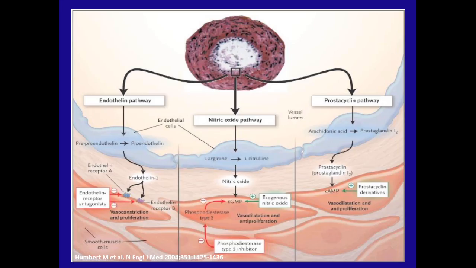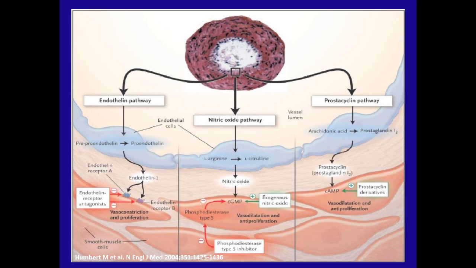So this is just a picture from a New England Journal of Medicine article in 2004. It seems like no pulmonary hypertension talk is complete unless you put this picture up, because it highlights the different pathways that we had talked about before. This is a schematic of a cross-section of a pulmonary artery, and the three main pathways that we know are affected are the endothelin pathway, the nitric oxide pathway, and the prostacyclin pathway. Nitric oxide and prostacyclin dilate blood vessels. That's underexpressed or underproduced in patients with pulmonary hypertension. Endothelin constricts blood vessels, and that's overproduced in patients with pulmonary hypertension.